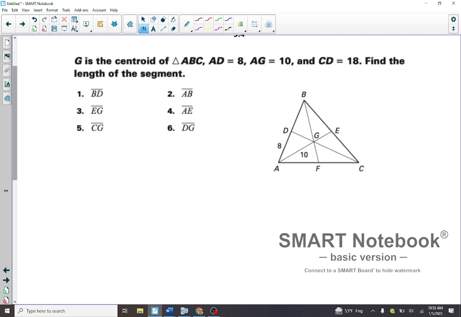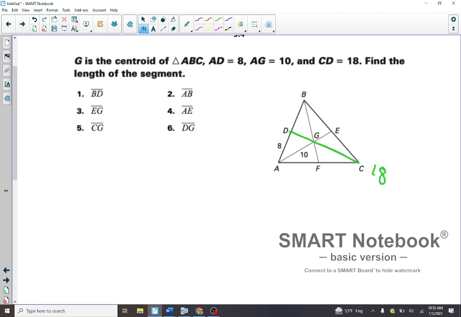Let me pause. How do you find CG? CD is 18. So, AD is 8. They drew that. CAG is 10. They drew that. And CD, or DC, is 18. So this green line should be 18.